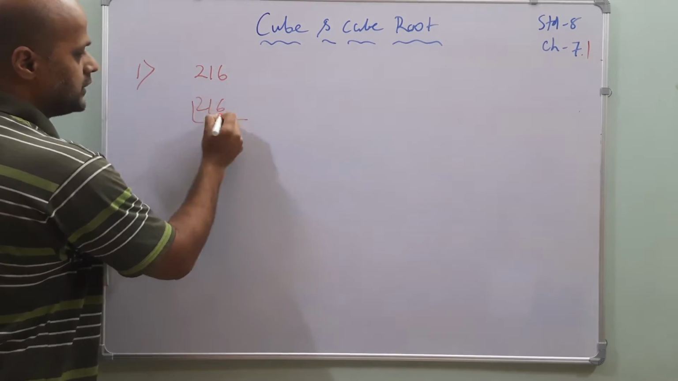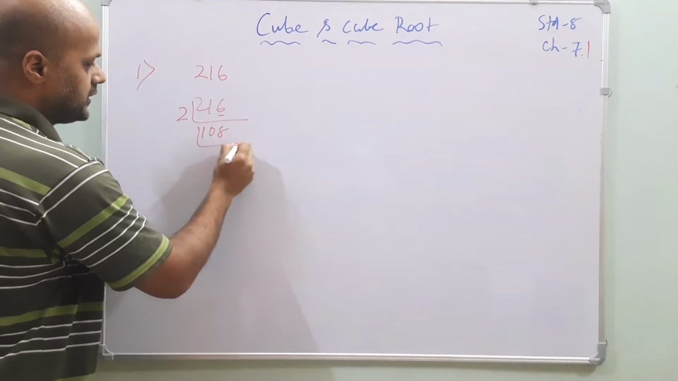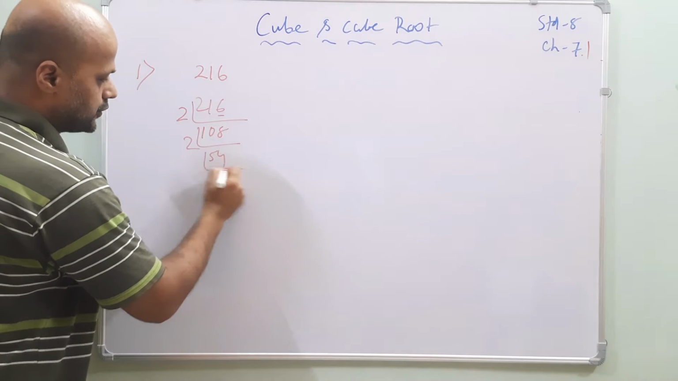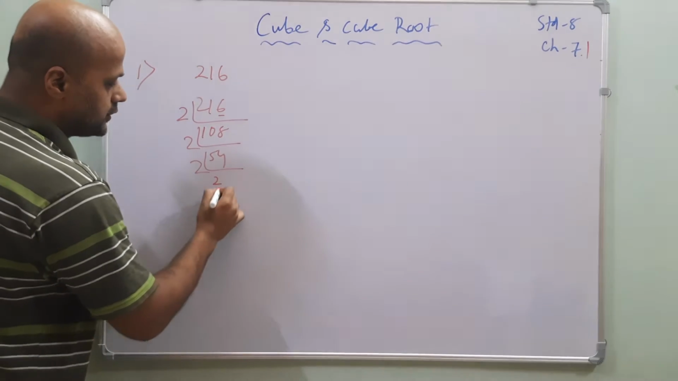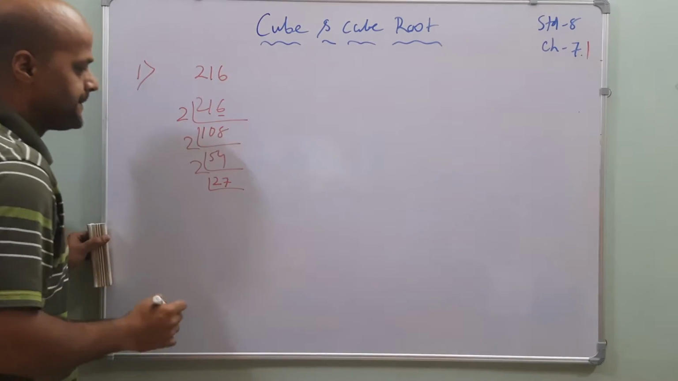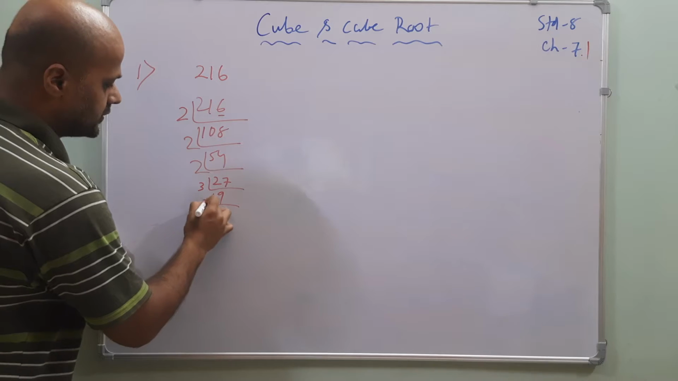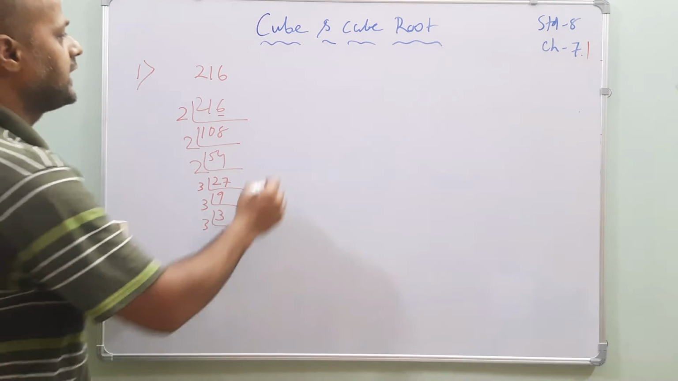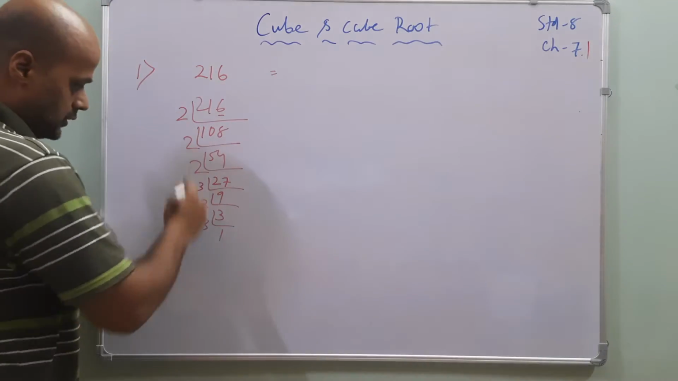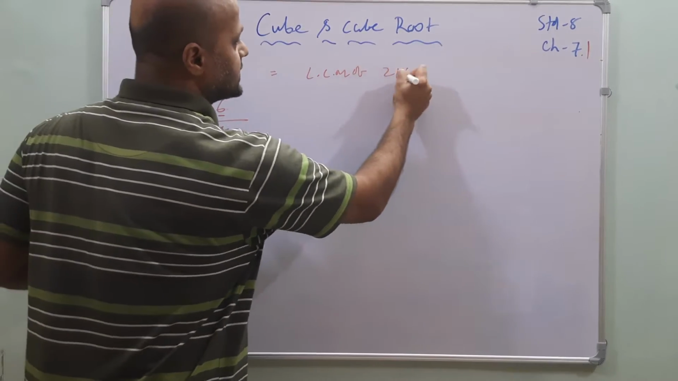It is an even number, that's why go for 2. 2 ones are 2, 108. 2 fives are 10, 54. Tell me one by one. 2 twos are 4, 2 sevens are 14, 27. Next, 3 nines are 27, very good. 3 threes are 9, very good. In this manner you have to do it. Now write it. What is the prime factorization of 216?